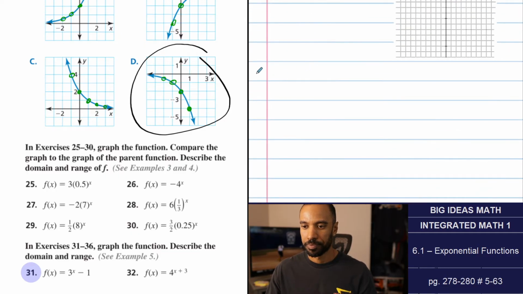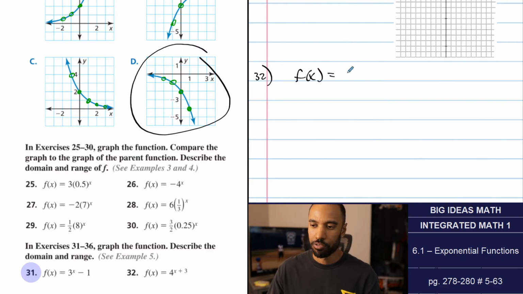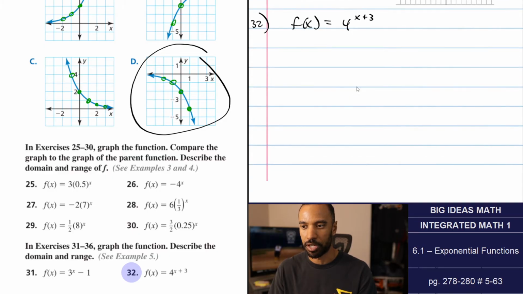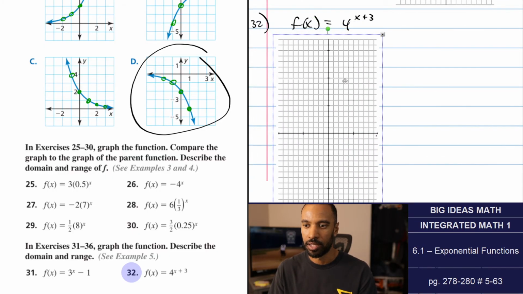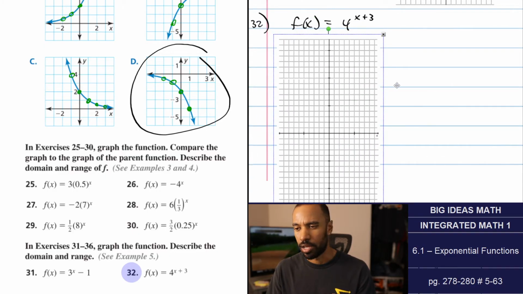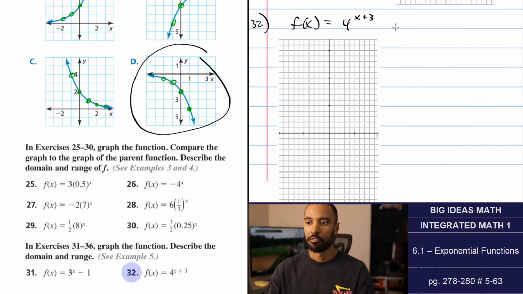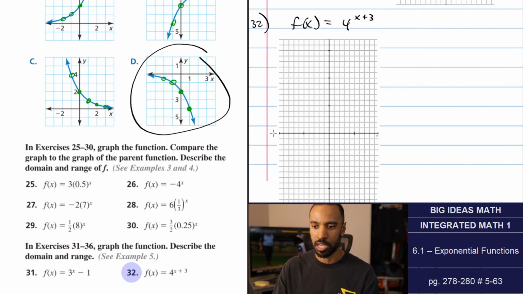Number 32. F of x equals 4 to the x plus 3 power. All right, this depends on what you remember about horizontal translations. I'll make one table tie-in with this at this time, meaning substitution of a value. First of all, there's no plus k here. That means the horizontal asymptote is at y equals 0 once again.